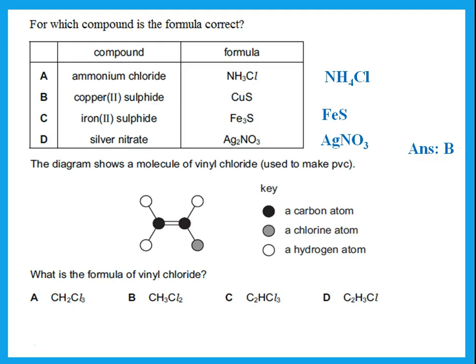Okay, the diagram shows a molecule of vinyl chloride. What is the formula of vinyl chloride? Again, he already gives me a key here, so I don't need to guess what each ball means. So that means I have 2 carbons, 3 hydrogens, and 1 chlorine. So which one says that? That's D. 2 carbons, 3 hydrogens, and 1 chlorine.